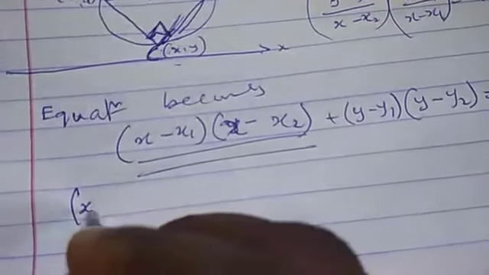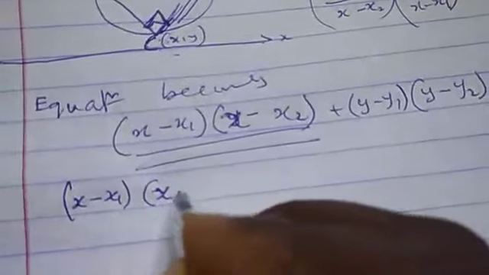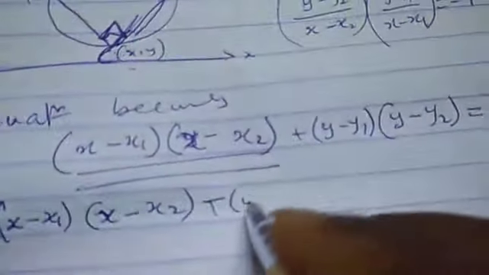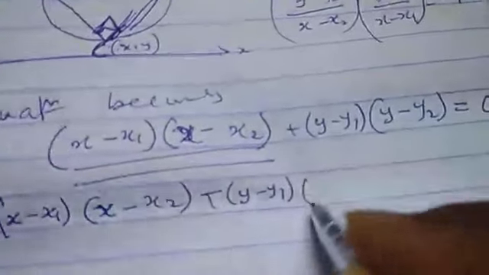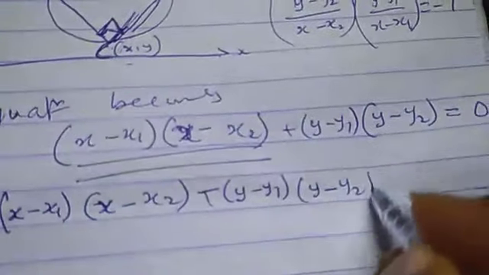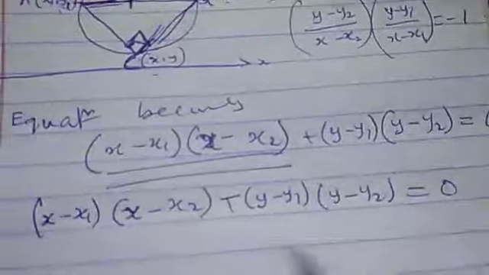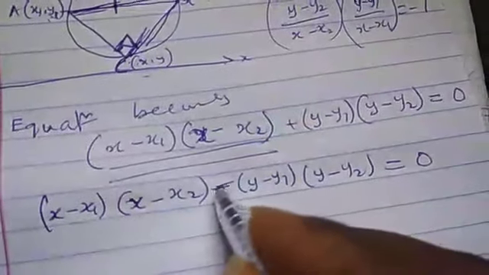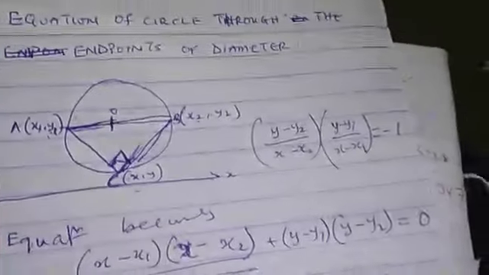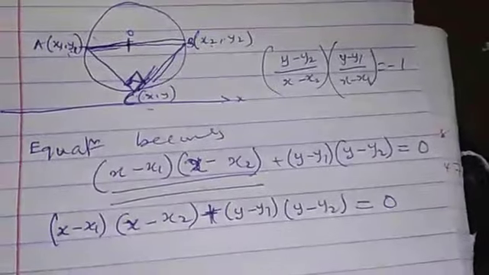So the formula again is simple to memorize: (x minus x1)(x minus x2) plus (y minus y1)(y minus y2) equal to 0. So this is another formula for finding the equation of a circle when the endpoints of the diameter are given.